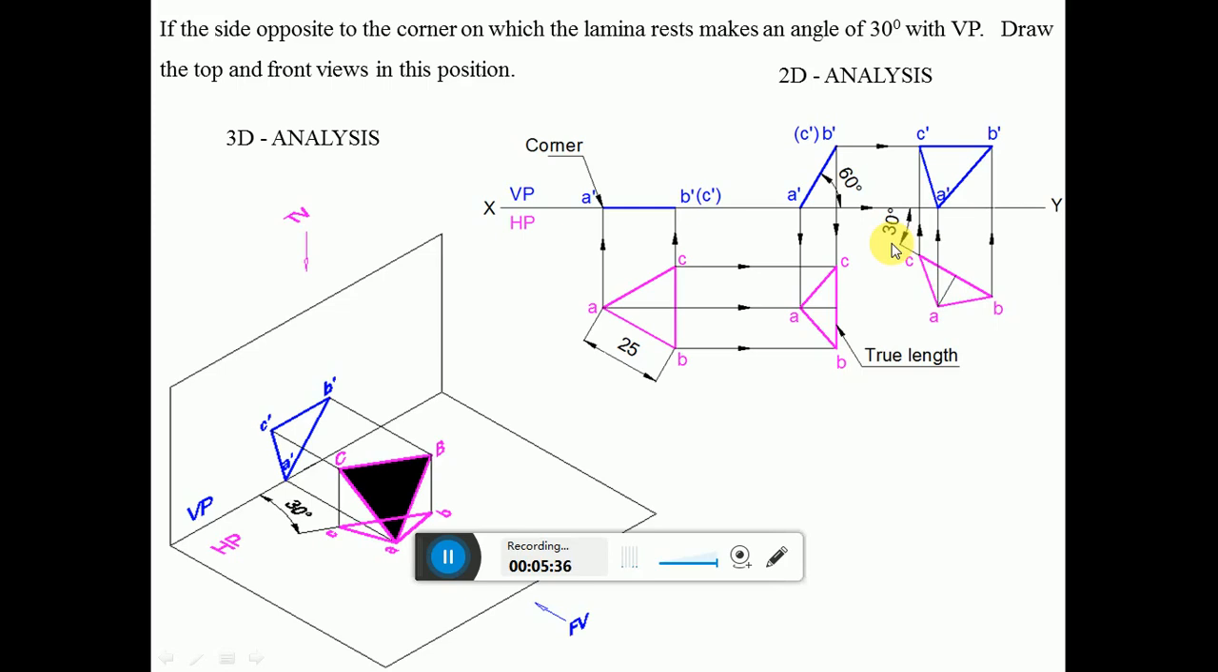To this I need to write the front view. So draw a vertical projector from A and a horizontal projector from A dash to get the point A dash on our XY line. Similarly, draw vertical projectors from B and C and horizontal projectors from B dash and C dash to get the respective points B dash and C dash. Join A dash B dash, B dash C dash, C dash A dash to complete the triangle. This is how we are going to analyze and solve the problem.